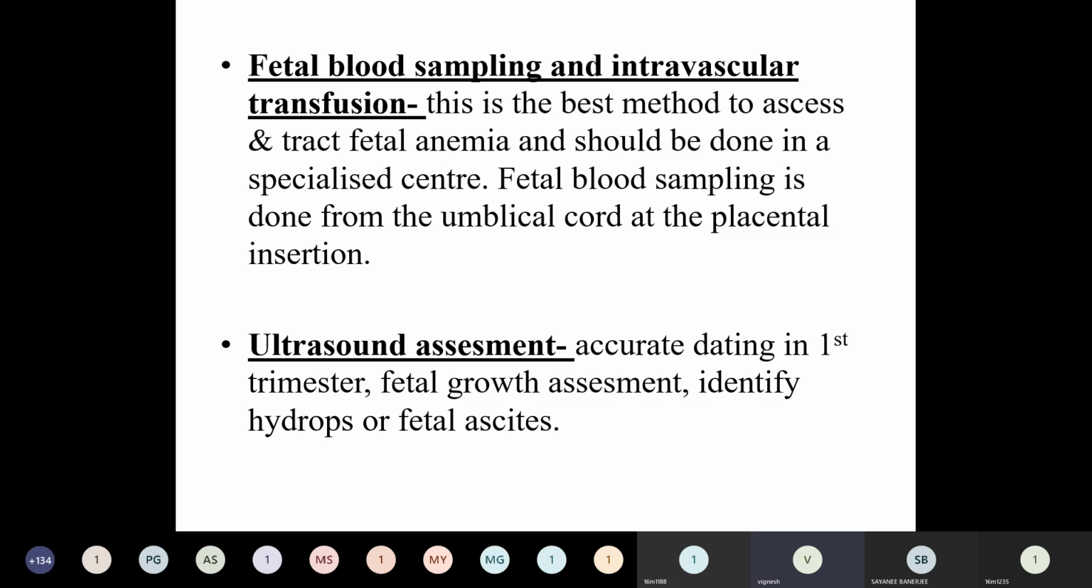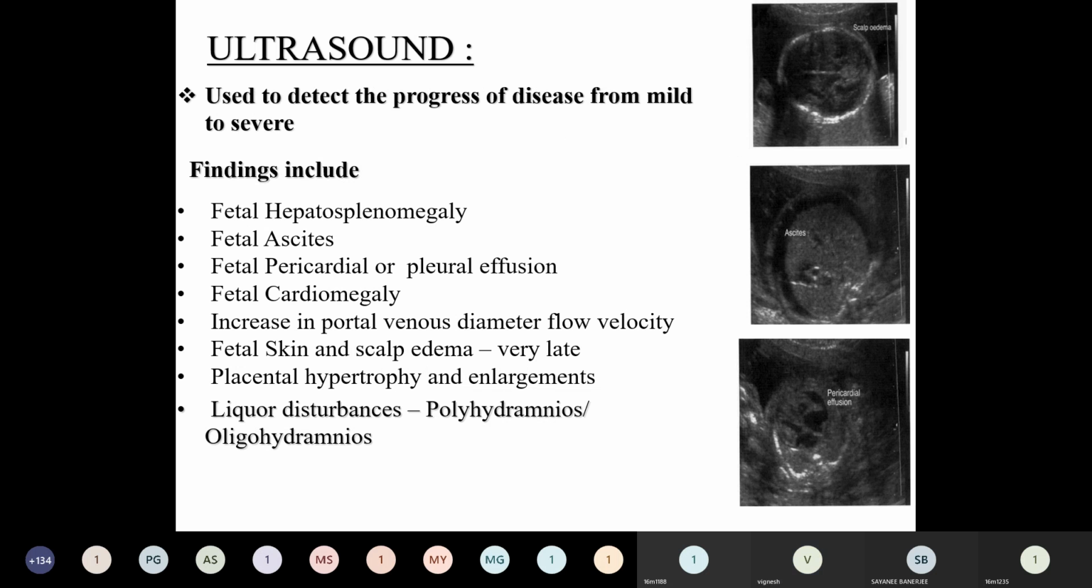Ultrasound assessment again is very, very important because accurate dating in the first trimester is very important, followed by the fetal growth assessment and also to identify whether hydrops or fetal ascites has set in. So what are the ultrasound features? Ultrasound is very important: first the dating scan in the first trimester, then the anomaly scan, and then the growth scan in the third trimester.